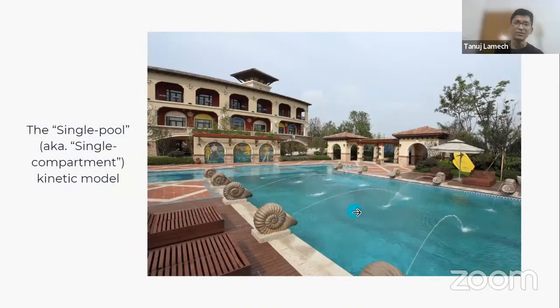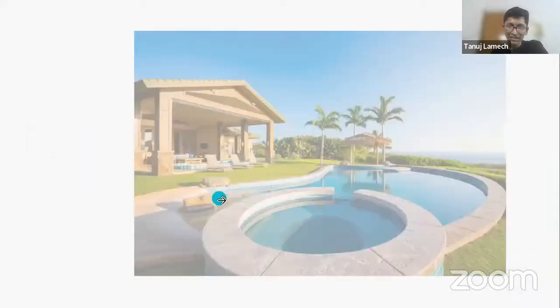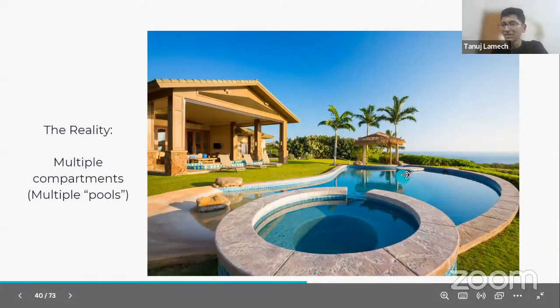Before that, we need to know what a single pool and multiple pools are. We said that there is this thing called the total body water. The assumption here is that the total body water is always accessible to dialysis, meaning it is in continuous communication with the dialyzable plasma volume. So all of the body water is in a single compartment. This is the assumption that we make. But the reality is that there are actually multiple compartments.